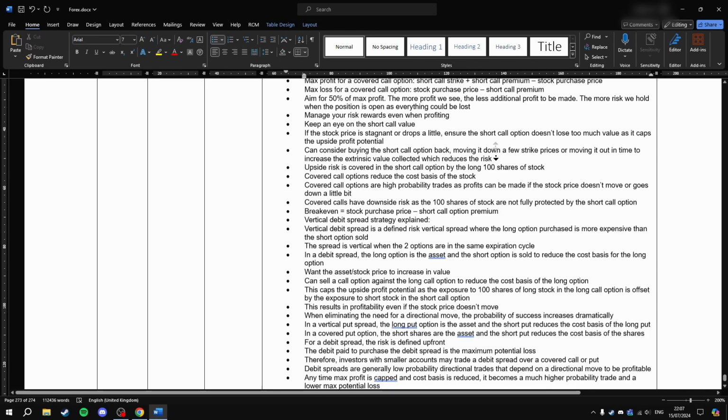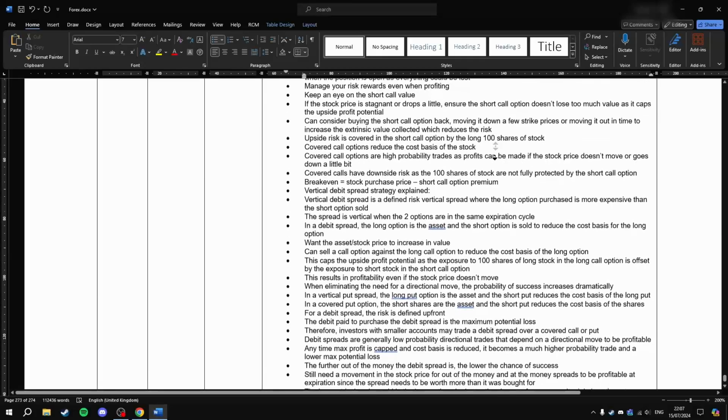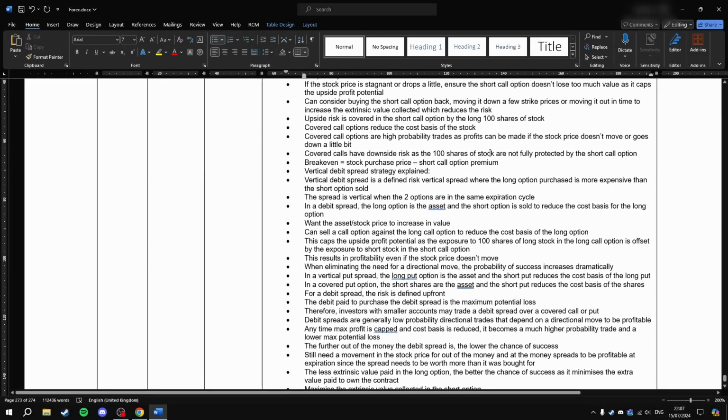Keep an eye on the short call value. If the stock price is stagnant or drops a little, ensure the short call option doesn't lose too much value as it caps the upside profit potential. So you can consider buying the short call option back, moving it down a few strike prices or moving it out in time to increase the extrinsic value collected, which reduces the risk.